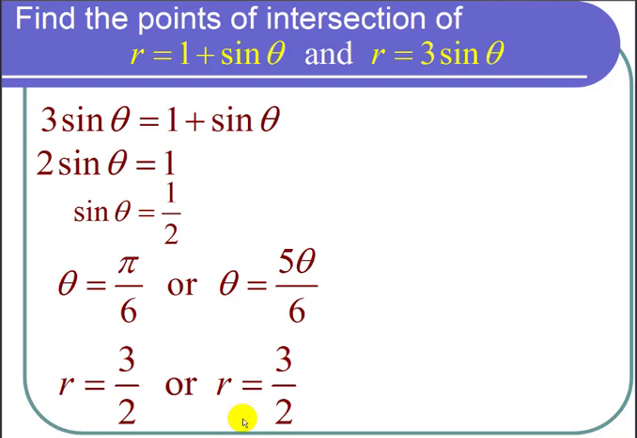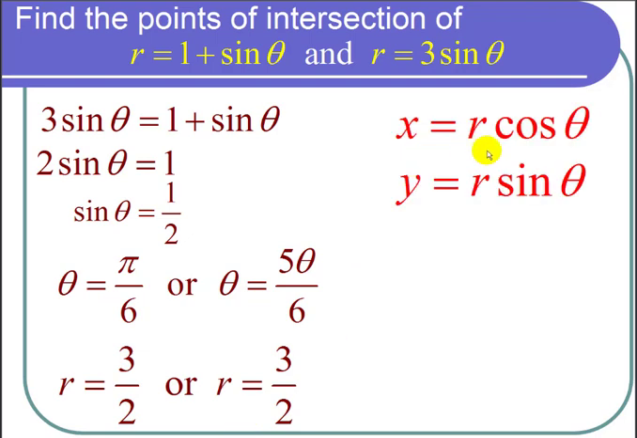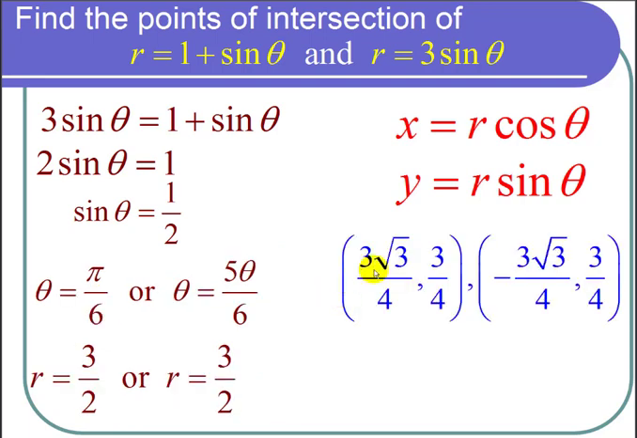So now let's find the x and y coordinates. I have x equals r cosine theta and y equals r sine theta. So I plug in cosine of pi over 6 is root 3 over 2 times r is 3 root 3 over 4. And sine of theta is a half for either of these, actually. So I get a half times 3 halves is 3/4.